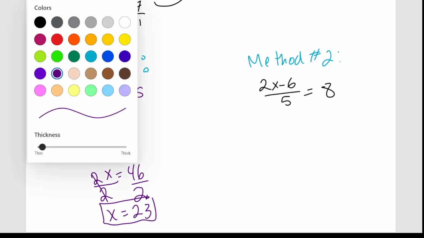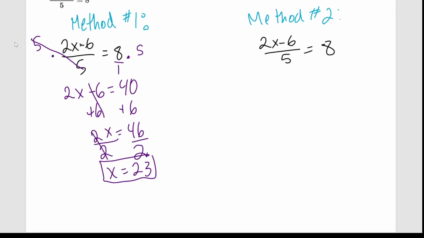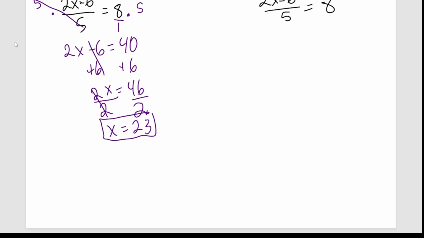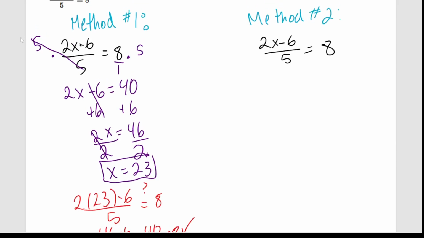And this is a good example that I think kind of explicitly showing how you would then plug that back in to check yourself. Because if I plug back in 23, I'd have 2 times 23 minus 6 divided by 5. I want to see if that's equal to 8. Well, 2 times 23 will get us 46. 46 minus 6 gets us 40. And 40 divided by 5 does give us 8. So we know we did the problem right.